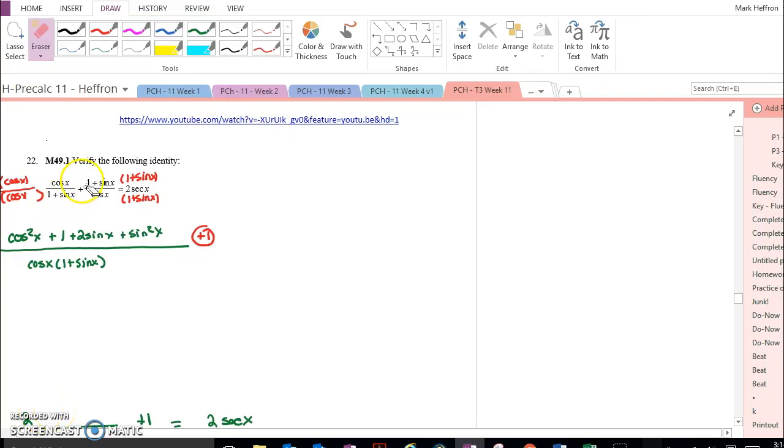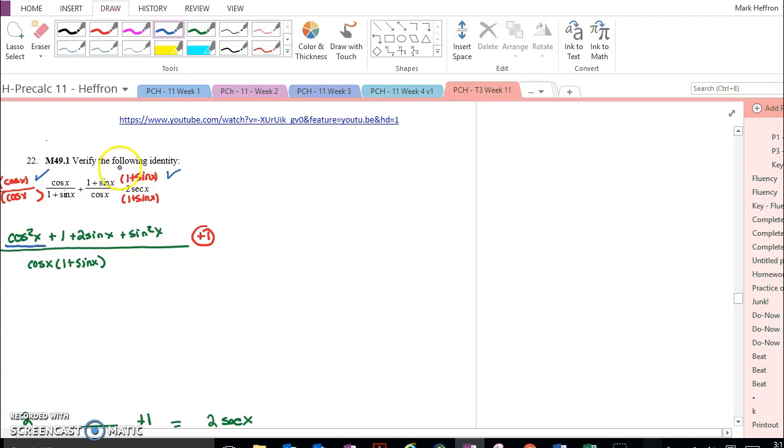To verify this trig identity, we need a common denominator since we're adding fractions. And hopefully you can see that the left fraction needs cosine and the right fraction needs 1 plus sine of x. So when I multiply cosine times cosine, I obviously get cosine squared.